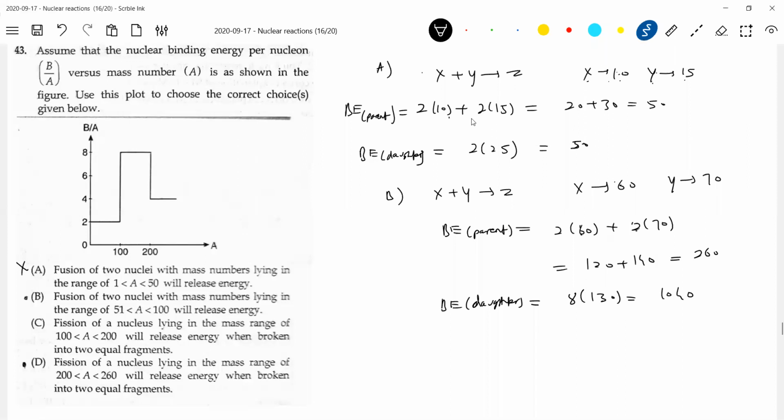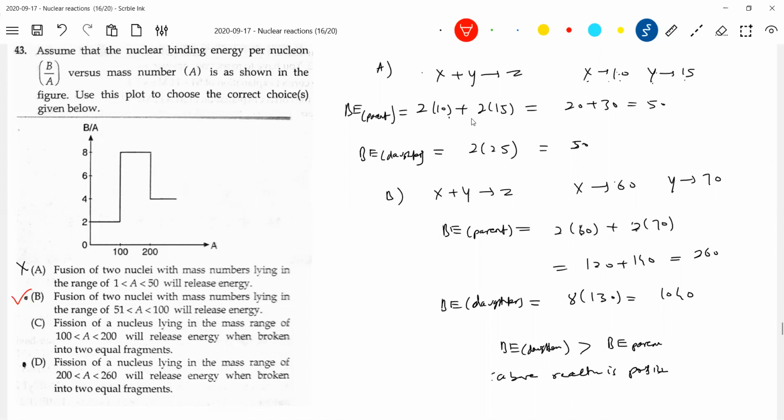Look, the binding energy of the daughter here is greater than that of the parent. So yes, the reaction is possible. So I'll pick this. This is the method of fusion. Fusion means where two nuclei combine. Now you have to ask why I am writing 130. The number of nucleons should remain the same, the total mass number should remain the same.